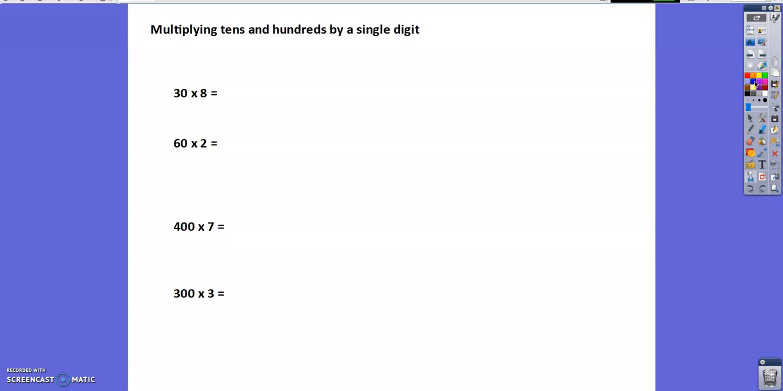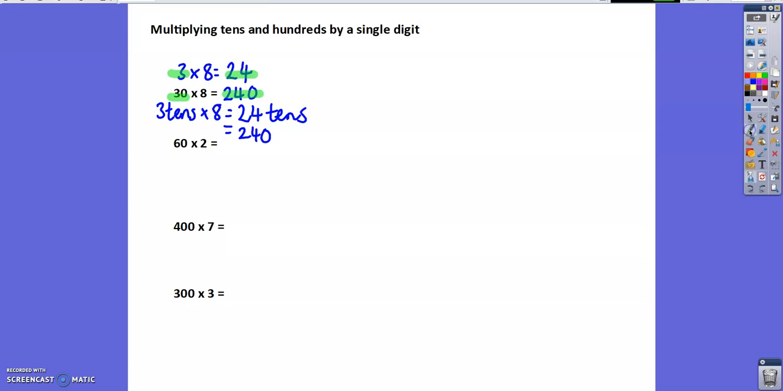Here I have 30 times 8. So if I know 3 times 8, I can work out 30 times 8. Because here I have 3 times 8, I know is 24. Now 30 times 8 is 3 tens times 8. Well, 3 tens times 8 would give me 24 tens. 24 tens is equal to 240. So 30 times 8 is 240. And you can see here how my 30 is 10 times bigger than my 3, my 240 is 10 times bigger than my 24.